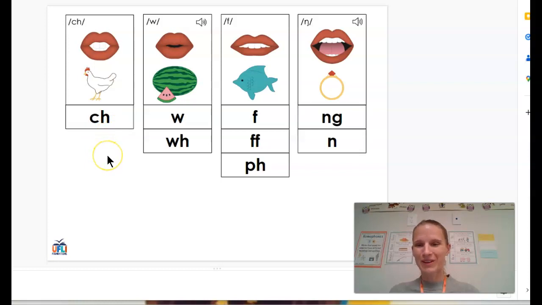Four digraphs: CH, ch; WH, w; PH, f; NG, ng. All right, good luck with your packet today.